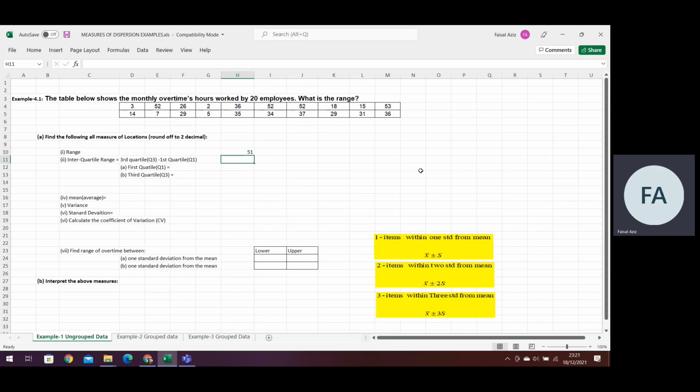So the difference between the highest and the lowest observation is 51. We can check it also. You can see over here the highest and the lowest. The lowest is 2 in this data set and the highest is 53. So 53 minus 2 will give us 51. I hope this will be clear to you.